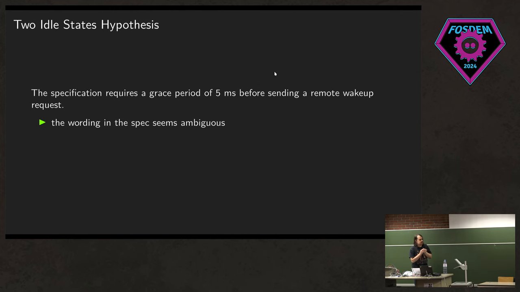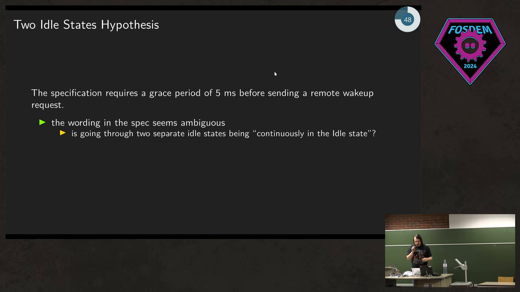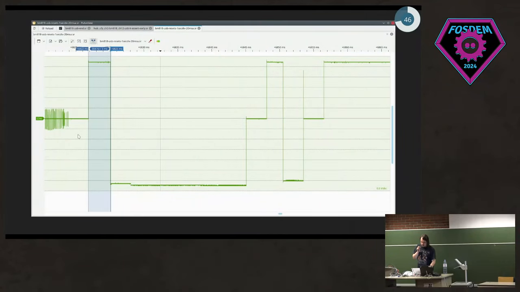My hypothesis at this point was that the specification requires a grace period of 5 milliseconds before sending a remote wake-up request, but I wasn't quite sure whether the wording isn't ambiguous, because it says that it needs to stay continuously in the idle state for 5 milliseconds. But if we check here, we have two idle states. There is a high speed idle state for 3 milliseconds and a full speed idle state for another 3 milliseconds. So where is the point where it starts?